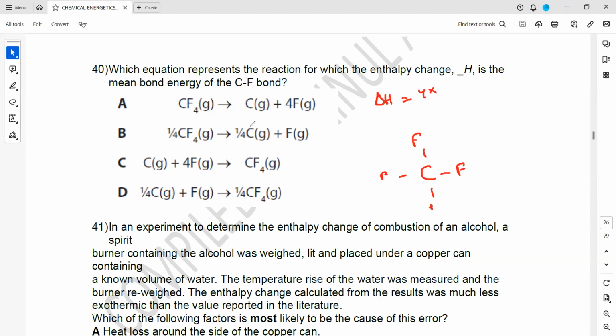Here, we are breaking 4 bonds, but then we took a quarter, 1 by 4. So delta H equals 4x divided by 4. Total 4 bonds are broken and we took a quarter. So what will be the enthalpy change? It will be x. That's why B is the right answer. C and D are totally wrong because we are not breaking the bond here. It's bond forming.